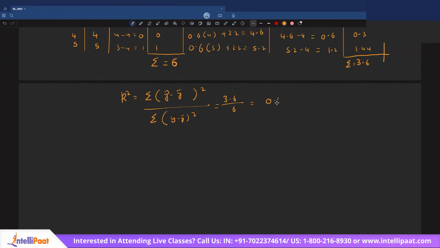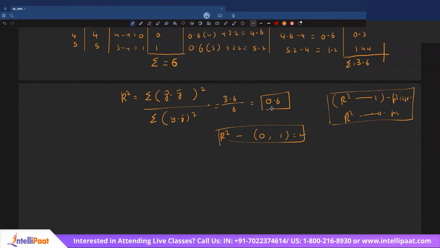About 0.6. Remember one thing. R square is a number between 0 and 1. If your R square is closer to 1, the fit is good. If your R square is closer to 0, the fit is bad. What R square did we get? Closer to 1. So what does it recommend? That my fit is good.